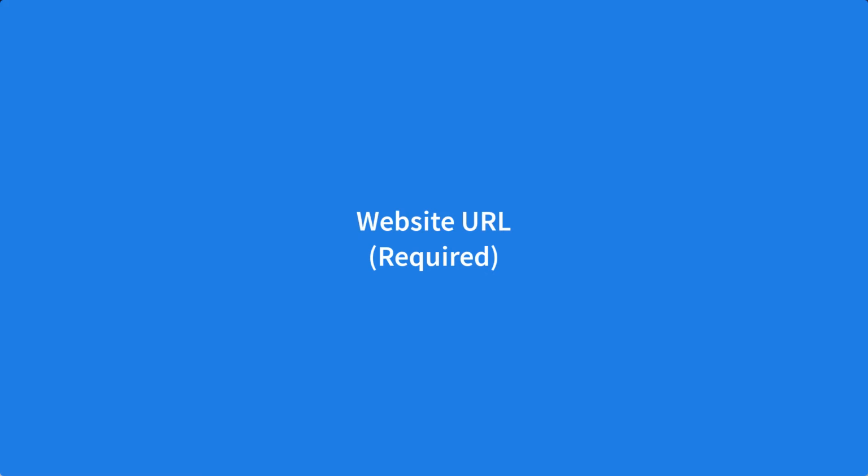Website URL, required. The first item you'll enter is the URL you want the UTM code appended to. If you're sending traffic to your homepage, then enter your homepage. If you want to add UTM tags to a URL that goes to a specific campaign landing page, then enter the campaign landing page into the website URL field.